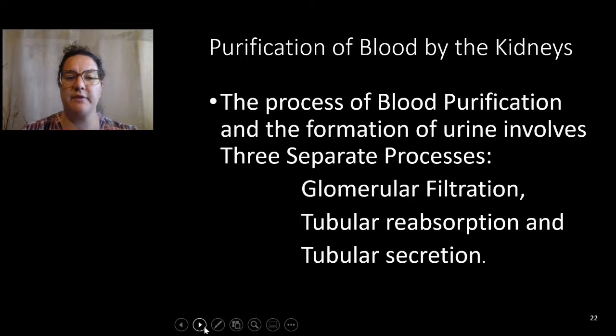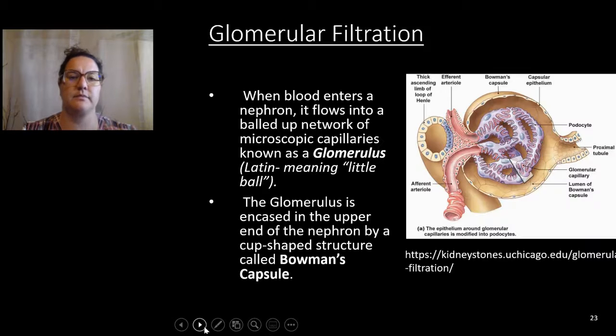So the process of blood purification involves three separate processes. We have the glomerular filtration, tubular reabsorption, and tubular secretion. So in glomerular filtration, blood enters the nephron, flowing through the glomerulus, which is encased in Bowman's capsule. So there we can see the afferent arteriole coming in from the bottom, the efferent arteriole leaving the top, and the glomerulus in kind of a purple color contained within Bowman's capsule.